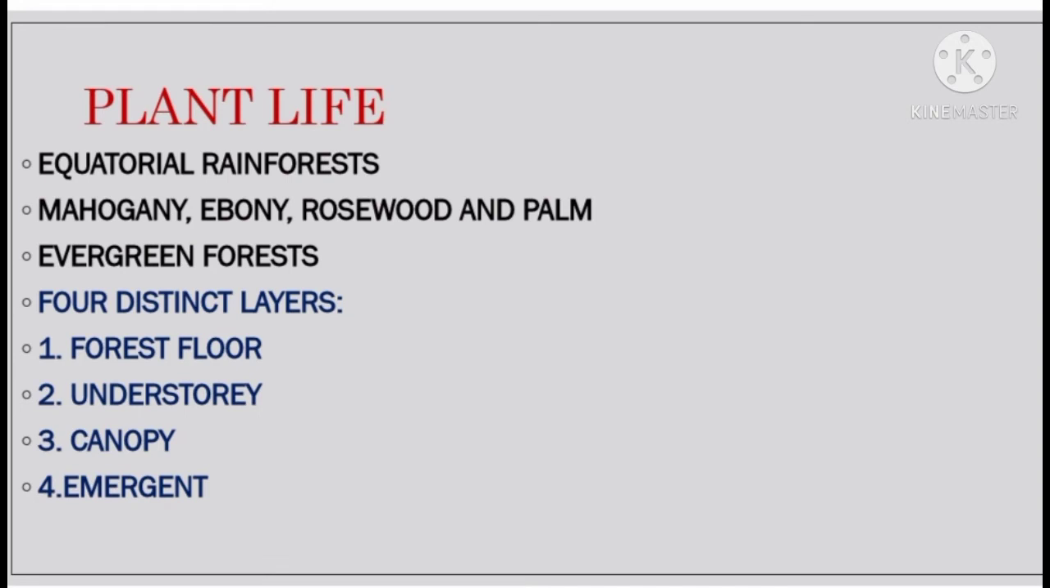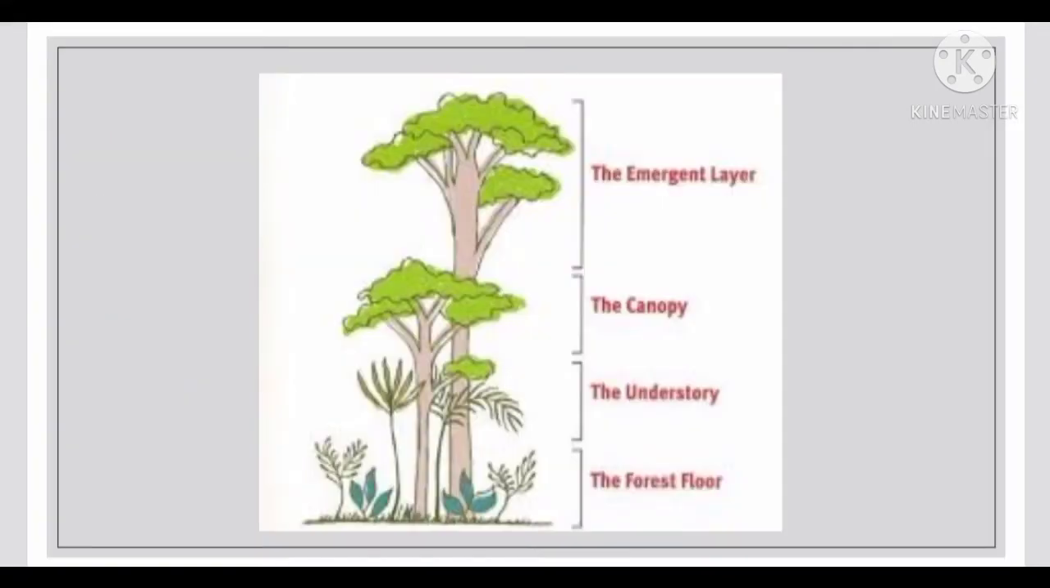Now look at the plant life in this region. Equatorial rainforests with the dense and luxuriant trees grow in this region. Trees such as mahogany, ebony, rosewood, and palm are found here. Forests here are forever green and full of leaves, as the trees shed their leaves at different times of the year. Therefore, they are also known as evergreen forest. Four distinct layers can be seen in this forest: forest floor, understory, canopy, and emergent.